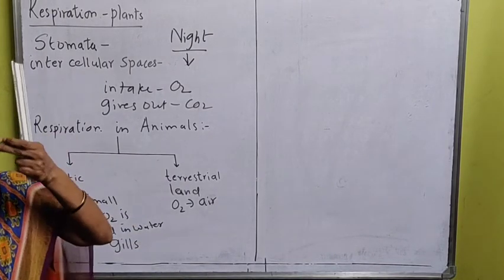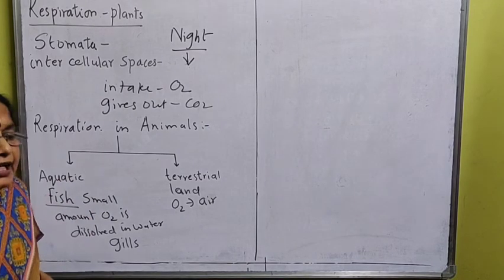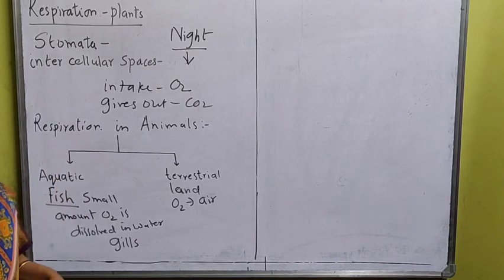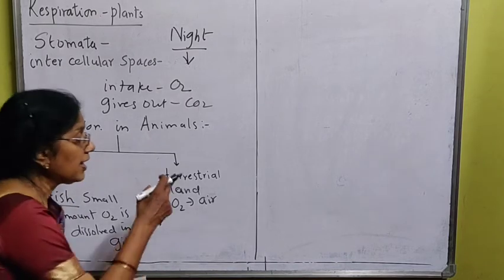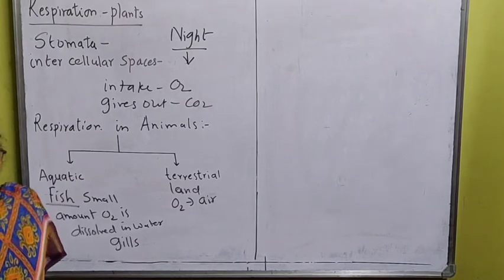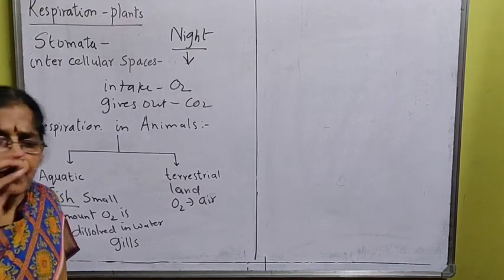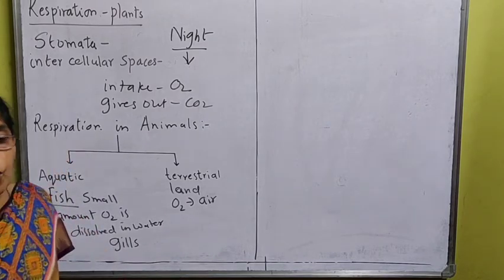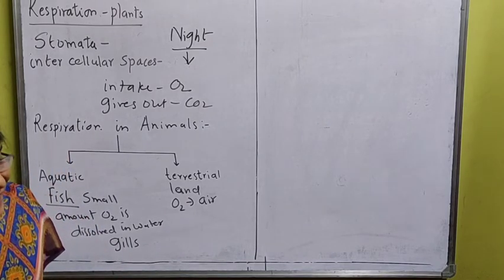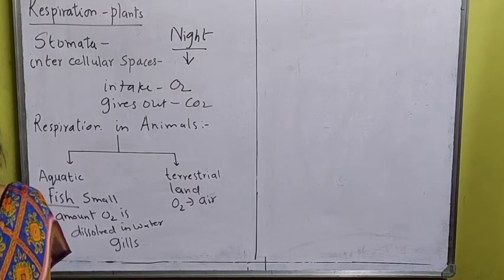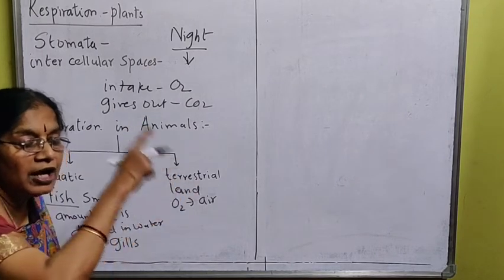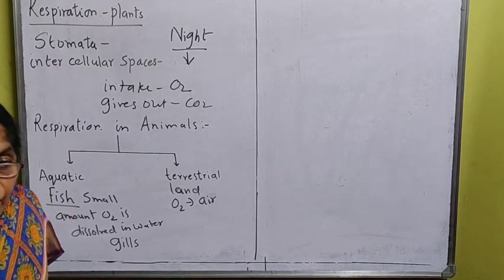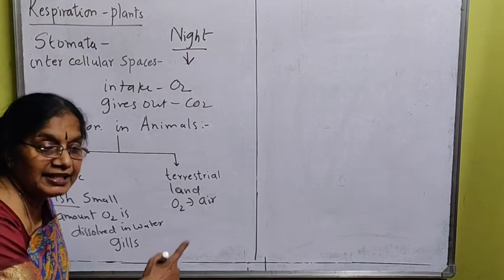It will reach into the body, and from there through transportation it reaches each and every cell of the body, because terrestrial animals also require energy. All living forms, from microbes to human beings, big or small, all require energy, and that energy is only obtained when, as we just saw, oxidation of glucose takes place. That is, for oxidation of glucose, oxygen is required.